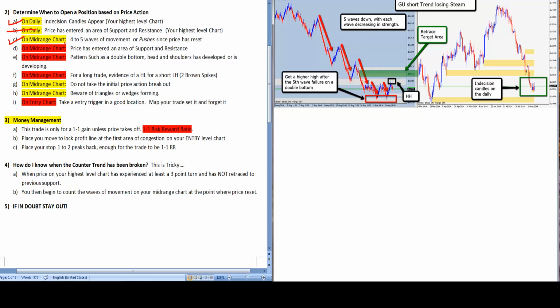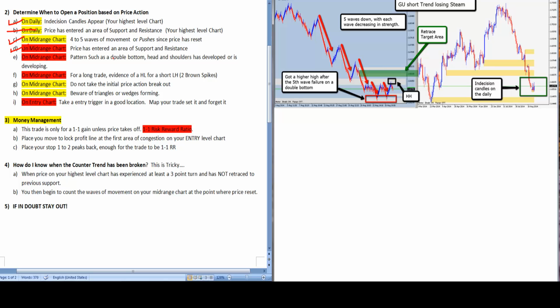Now here are the ones that I have to see no matter what. On the mid-range chart, all the ones in red are the ones, if I don't see these price action characteristics appear, I will not take a counter trend trade. Okay, on the mid-range chart, has price entered an area of support and resistance? Yes, you can see from the gray box here that it has entered. So that one definitely has to be checked.